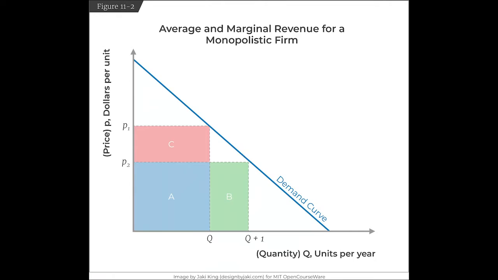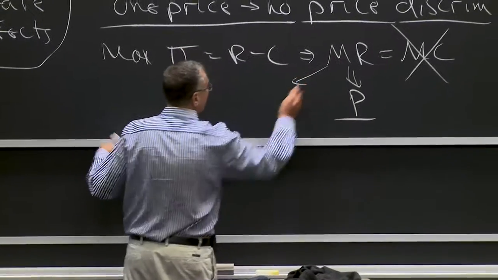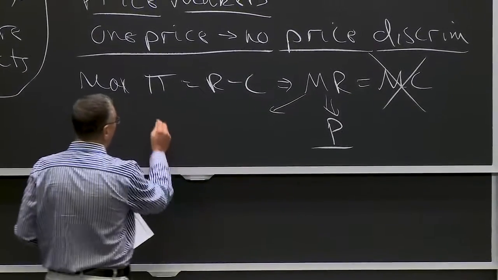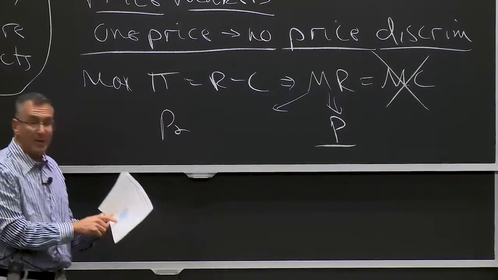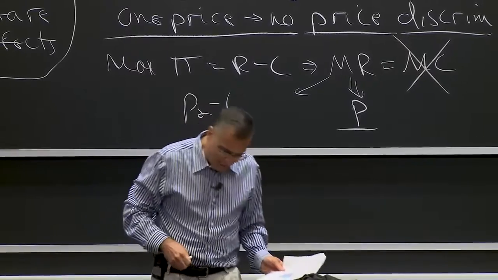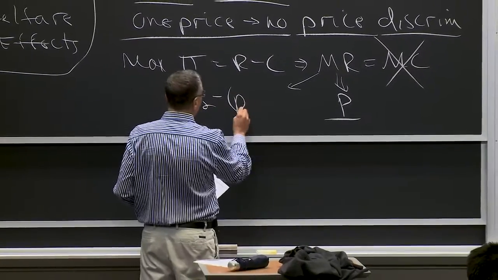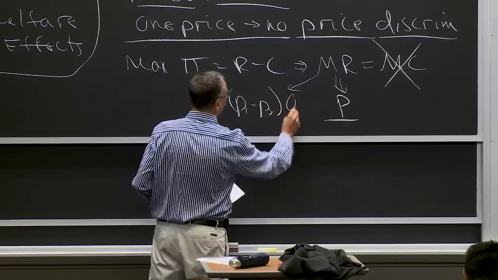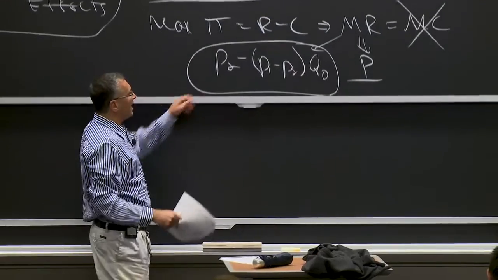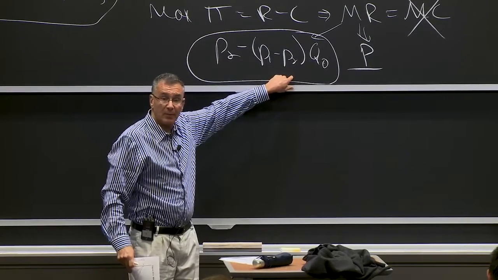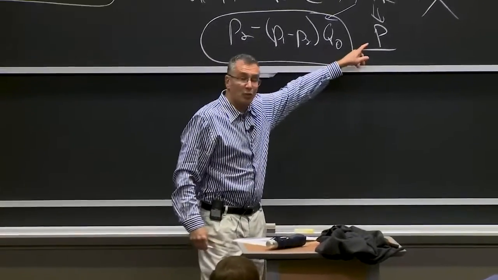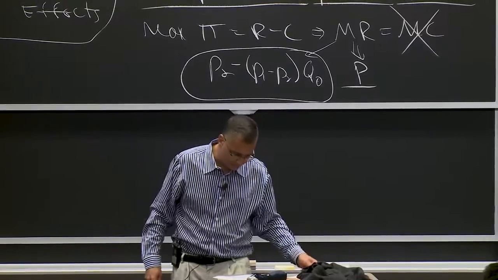So what is the marginal revenue? The marginal revenue for the monopolist is now the area B minus the area C. Area B is 1 times P2, minus the area C, which is P1 minus P2 times Q0, the original quantity. The original quantity times the change in price. So your marginal revenue is not this simple, just price anymore. Now it's this more complicated term.